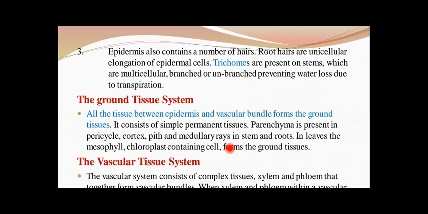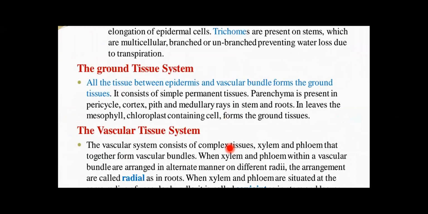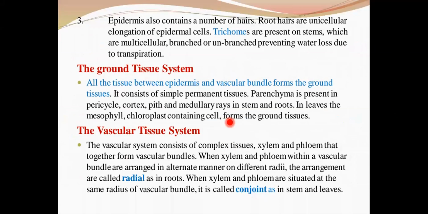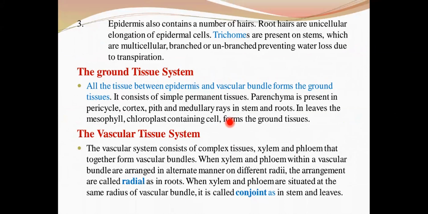Now the next tissue system is the ground tissue system. What is the ground tissue system? All the tissues except epidermis and vascular bundles constitute the ground tissue. Okay, what does it consist of? It consists of simple permanent tissue, parenchyma is present, okay, pericycle, cortex, pith, and medullary rays are all included under the ground tissue system. In the leaf, if you specifically talk about it, the ground tissue consists of special cells which are called mesophyll cells. In leaves, mesophyll, which are the chloroplast-containing cells, will constitute the ground tissue system.